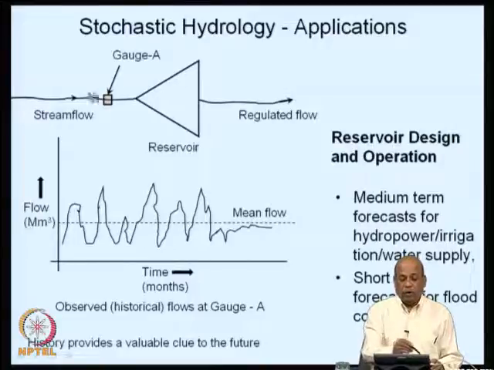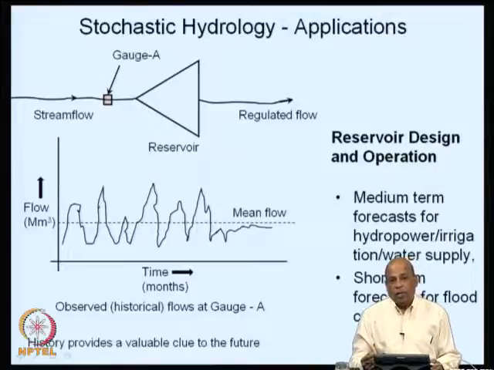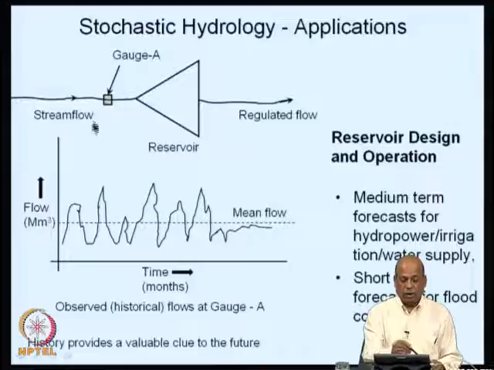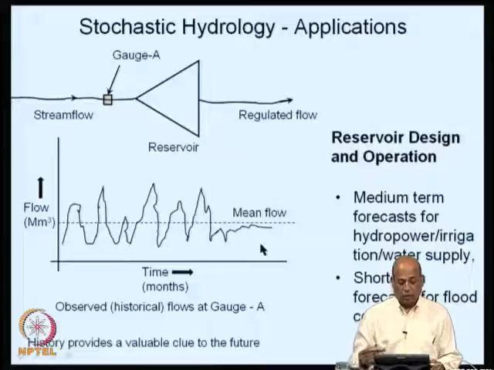Say for example, you have a stream on which you would like to build a reservoir. The first question that we ask is, how much of storage is necessary from the reservoir, at the reservoir, to meet certain demand patterns. Now, the only basis we have for this decision to be made is the historical flows that we have observed. Now, this shows the time series of the historical flows. There may be a gauge site here at which every month we have observed the flows, and then we plot this and we get the time series plot of the flows.